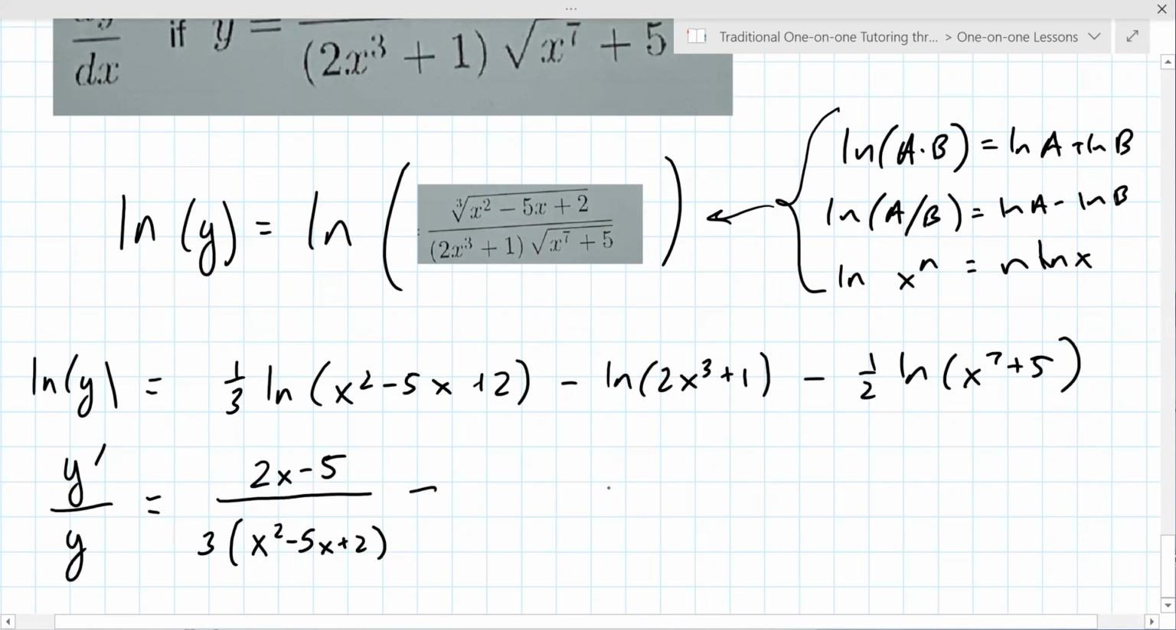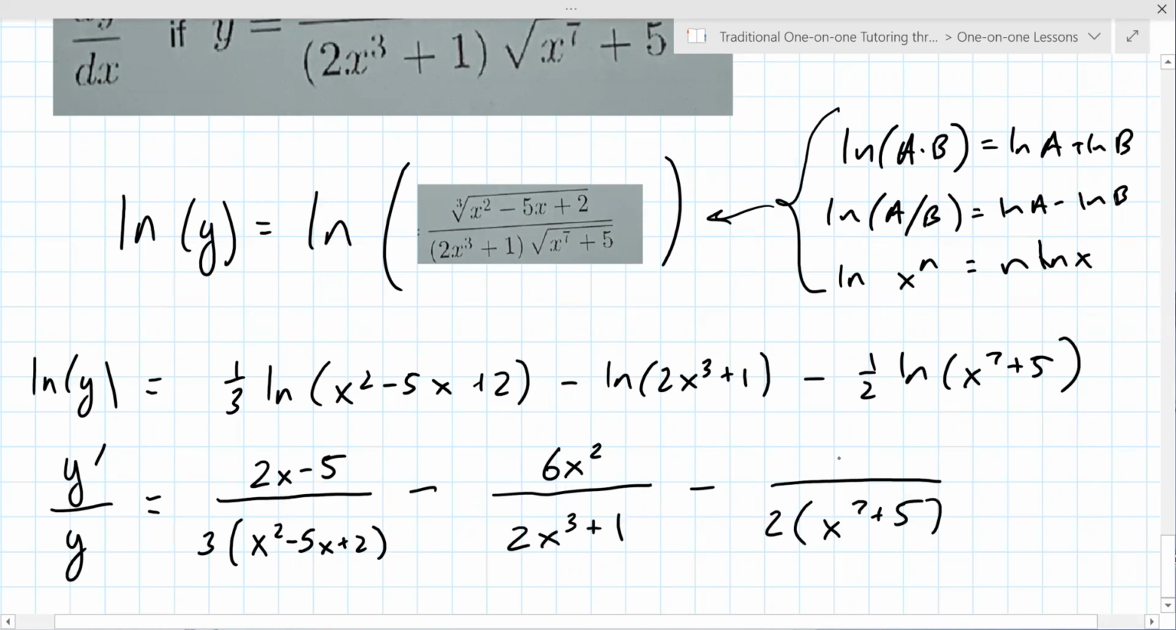What I used to do is just write it like this: 2x cubed plus 1, and not even put anything in the numerator, and then wait for the chain rule to go in there. And then down here on the bottom, that 2 goes here, x to the 7th plus 5, and the derivative of the inside function is 7x to the 6th.